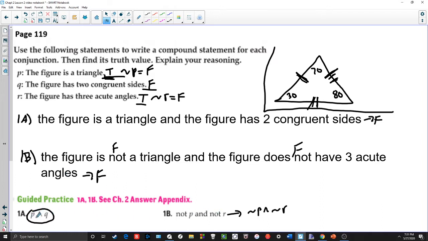Again, remember that this little caret symbol, this upside down V, is the word and in math lingo there. That means and, and then the squiggly, the tilde, means not. So those are two new symbols that you want to make sure you start getting comfortable with.